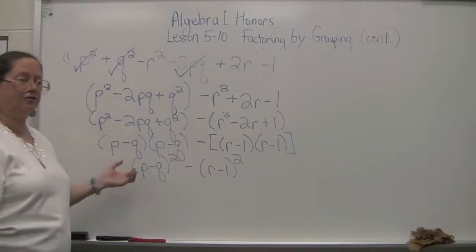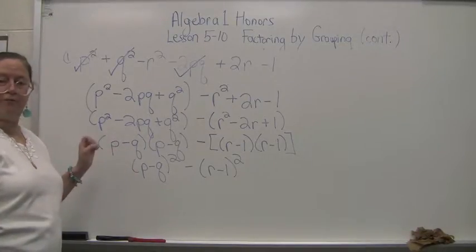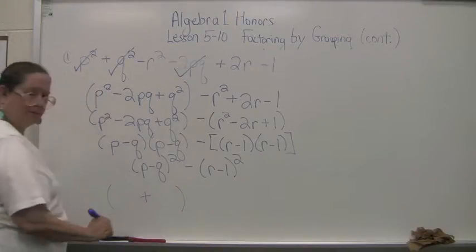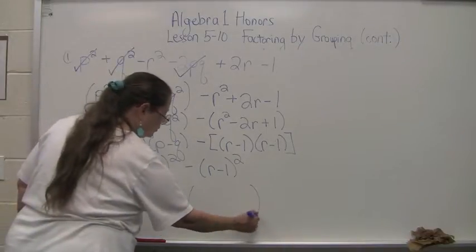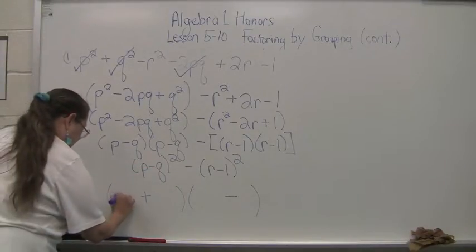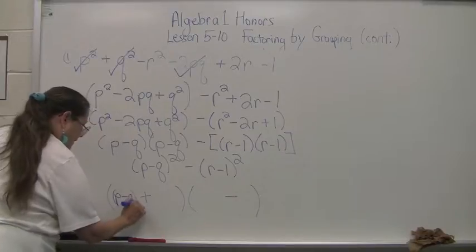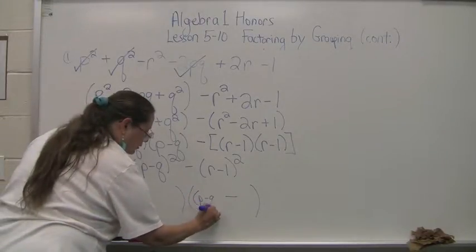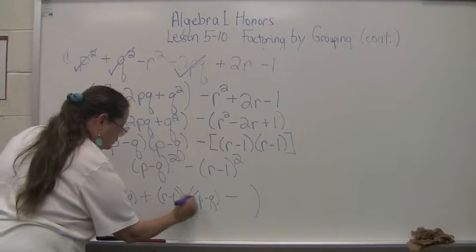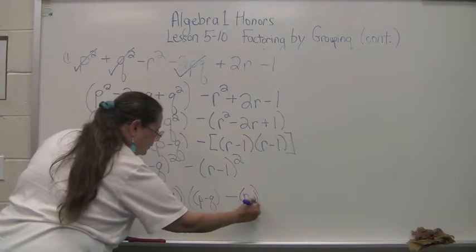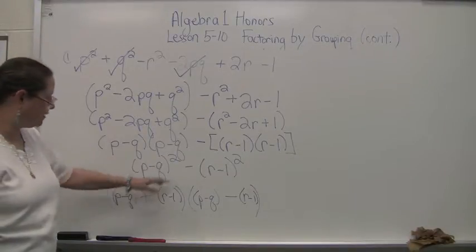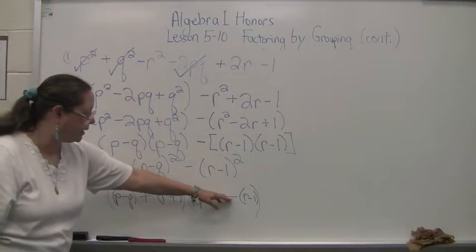So like x squared minus 4, right? We're going to factor into the square roots with a plus in the middle and the square roots with a minus in the middle. So we have p minus q goes here, and p minus q goes here. Okay? And then r minus 1 goes here, and r minus 1 goes there. Okay? So square root plus square root times square root minus square root.